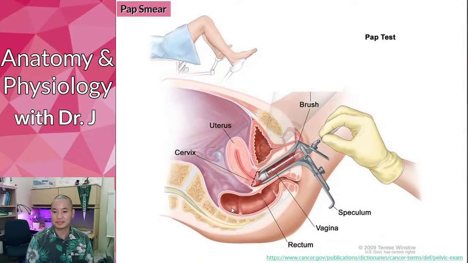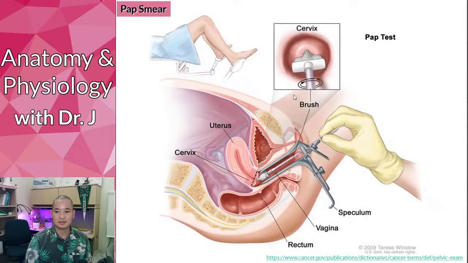Now, what we have here with the uterus, well, let's rewind a bit. What we see here is a pap test. And what are they doing? Well, what the OBGYN is doing is trying to get a sample of cells from the cervix. So they take a brush or another instrument, and they're going to take a sample of the cells from the surface of the cervix.